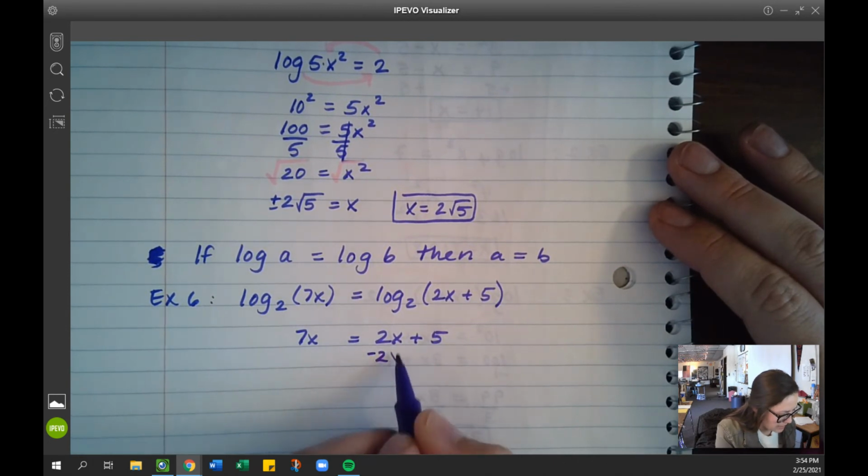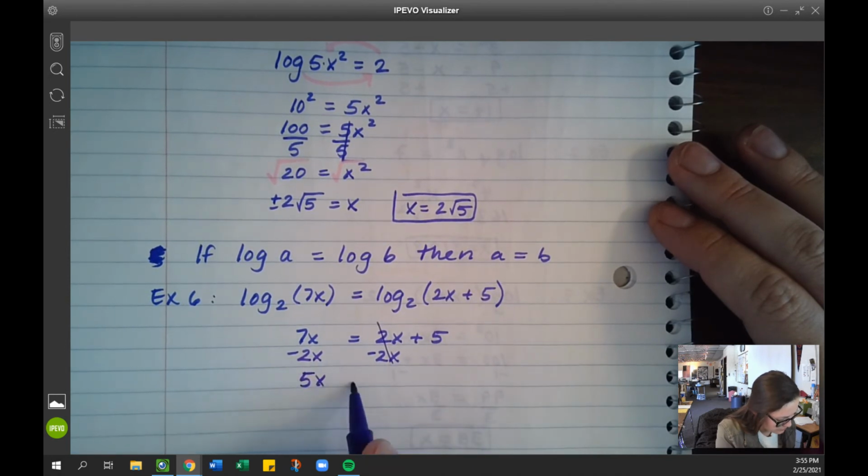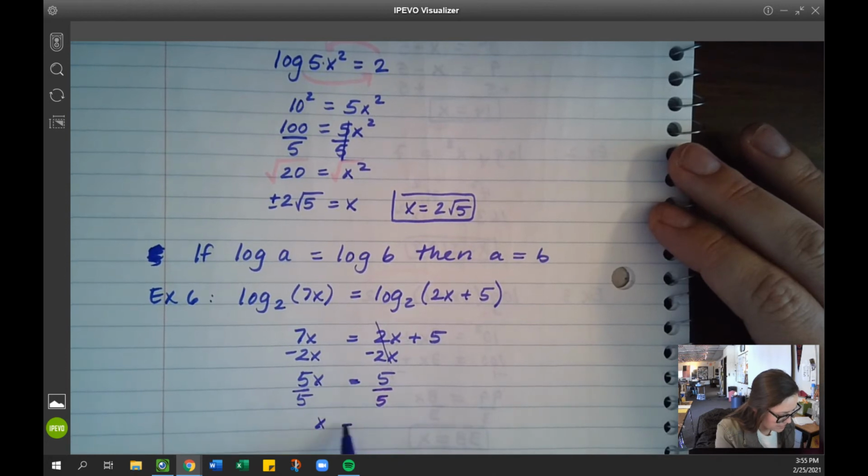So I'm going to get x's all on one side and then divide. So x equals 1.